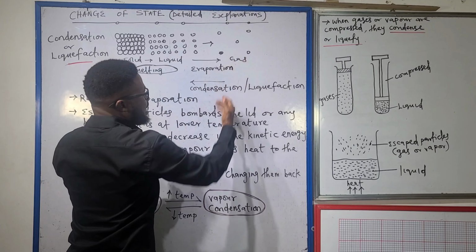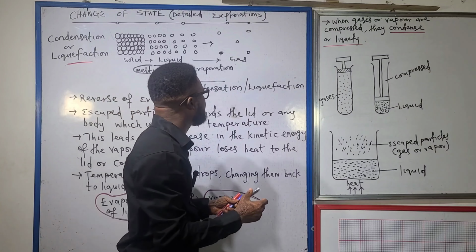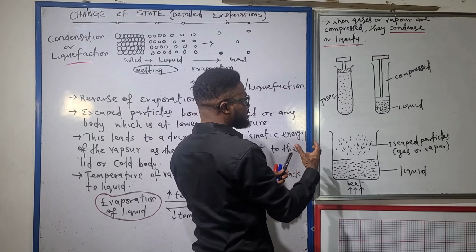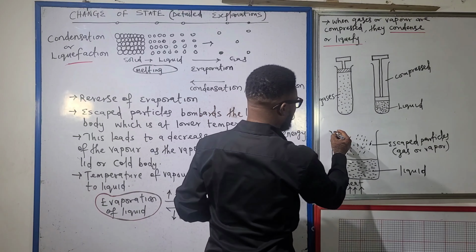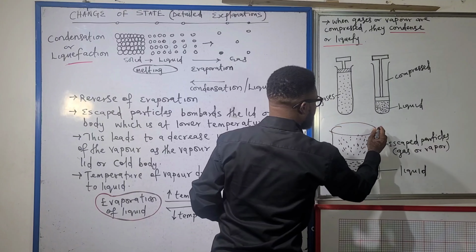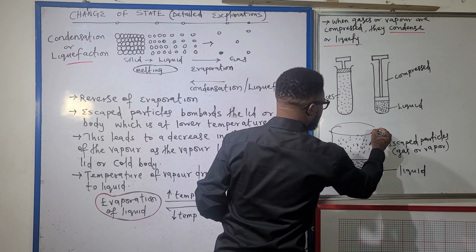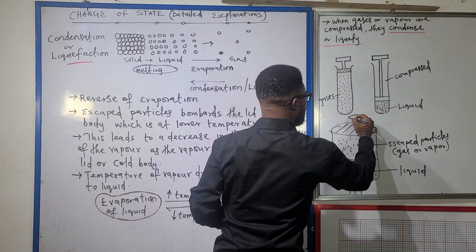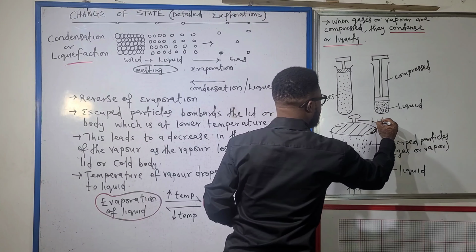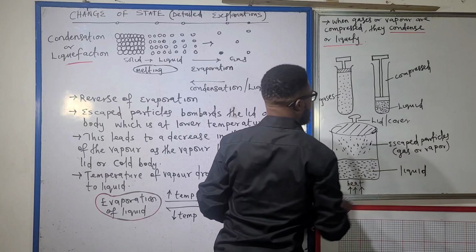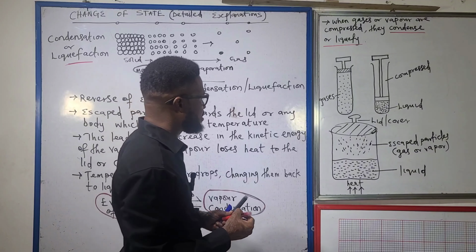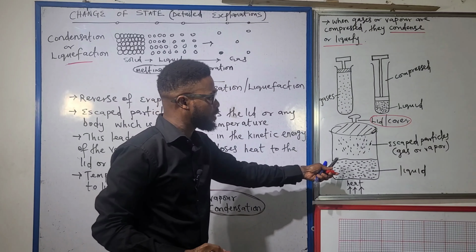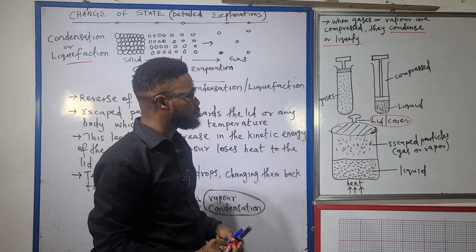Let's assume we have a situation where liquid had become vapor, which is evaporation. Let this be a closed system, a closed vessel, such that we now have a lid, or what you call a cover, over the liquid, such that the particles of the gas, the vapor, are not able to escape.